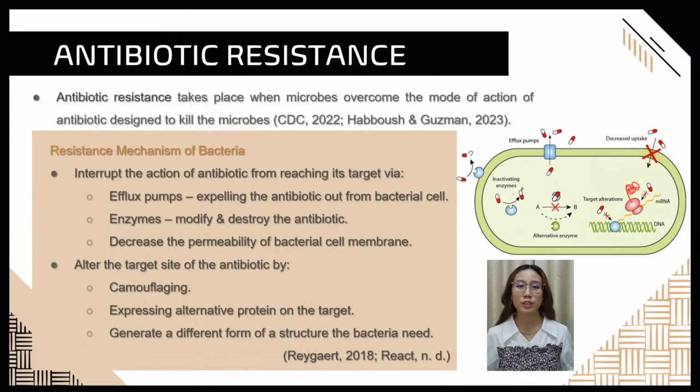The next part of the literature review is about antibiotic resistance. According to the Centers for Disease Control and Prevention, antibiotic resistance takes place when microbes overcome the antibiotic designed to kill the microbe. There are two courses of action for bacteria to resist the effect of antibiotics. First, bacteria interrupt the action of the antibiotic from reaching its target via efflux pumps, enzymes, and by decreasing the permeability of the bacterial cell membrane. Secondly, bacteria alter the target site of the antibiotic by camouflaging, expressing alternative proteins, and generating a different form of the structure the bacteria need.